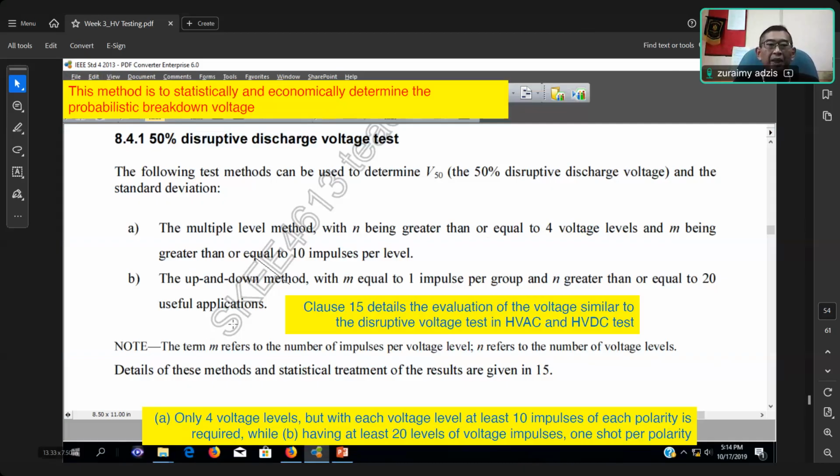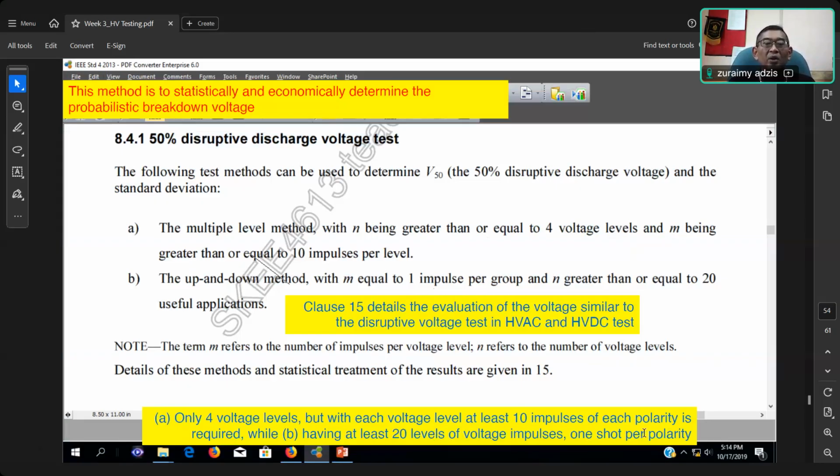While B, if you use B, N being the voltage levels, and M being how many impulses being injected. Now look at B, the up and down method. M equals 1 impulse per group, and N greater than or equal to 20 useful injections or applications. So for B, having at least 20 levels of voltage impulses, 1 shot per polarity.